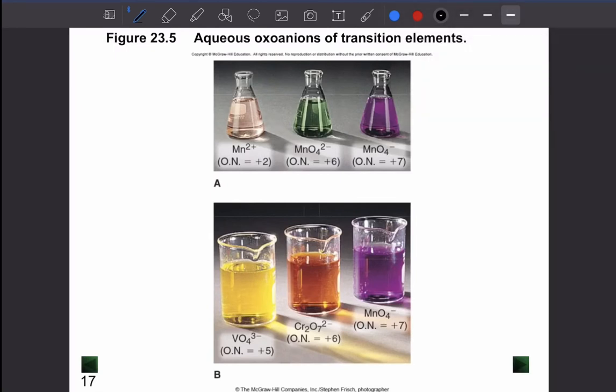Next, these are some of the oxidation states for manganese. Manganese in Mn2+ has an oxidation state of +2. In MnO4 2-, it has an oxidation state of +6. In MnO4-, it has an oxidation state of +7. Vanadium has +5, +6. Chromium has +6. Manganese has +7.